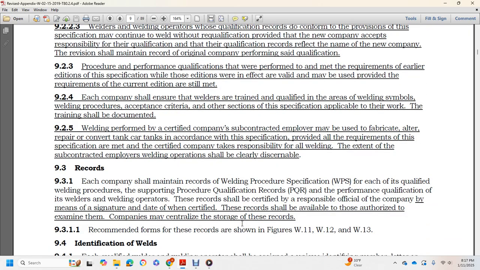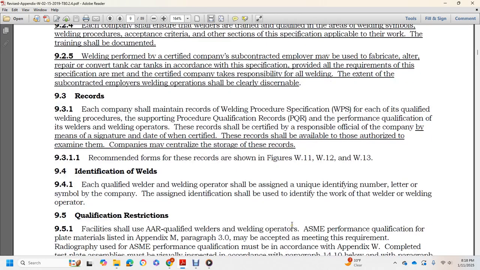9.3 Records. Each company shall maintain records of the welding procedure specification for each of the qualified welding procedures, supporting procedure qualification records, and performance qualification records for welding operators. These records shall be certified by a responsible official of the company by means of signature and the date when certified. The records should be available to those authorized to examine them. Companies may centralize the storage of these records. Recommended forms for these records are shown in figures W11, W12, and W13.